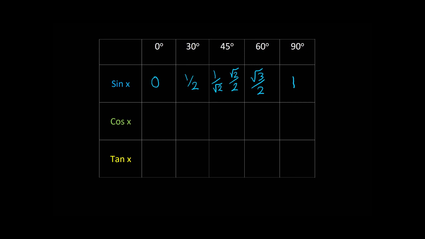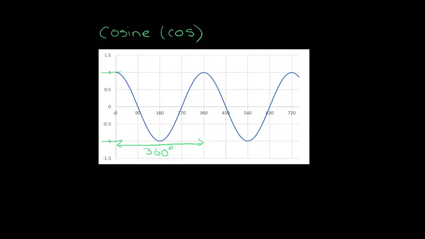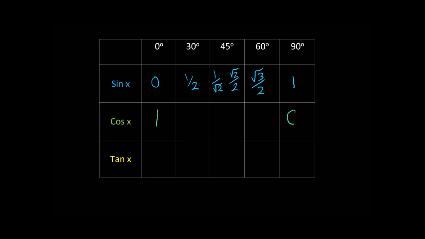So now let's have a look at cos. We go back to the cos graph. So when the angle is 0, cos is 1. And when the angle is 90, cos is 0. So we'll pop those in. Now I'll add in those other values. What you can see is there's a crossover with the sine. So sine of 30 is the same as cos of 60 and vice versa.